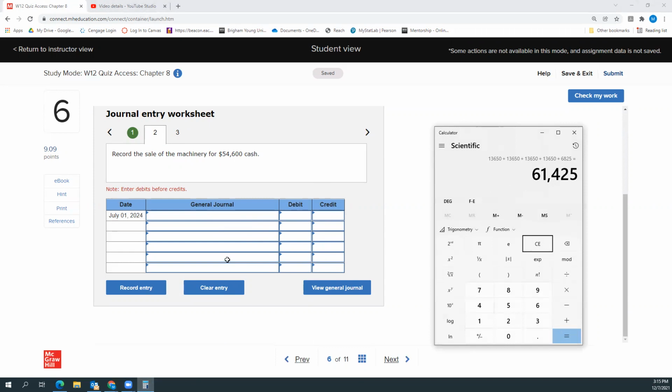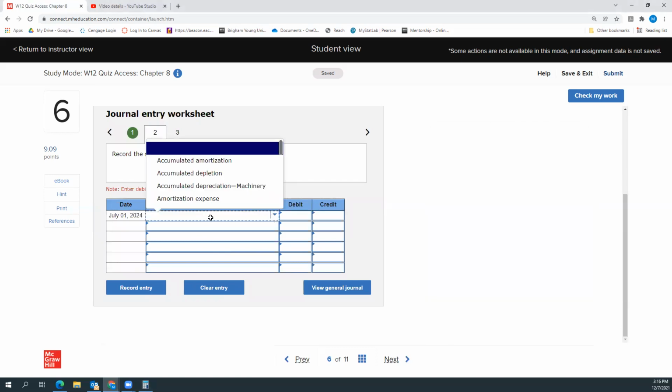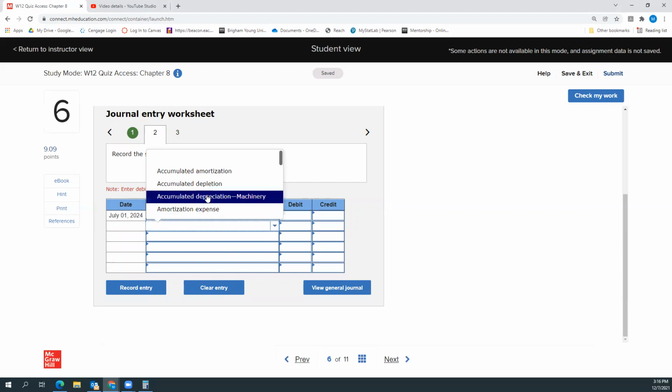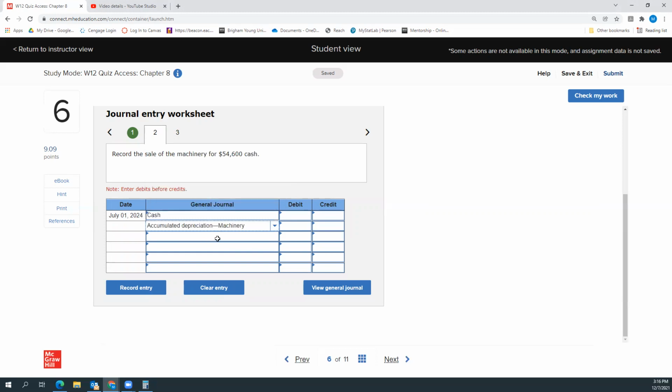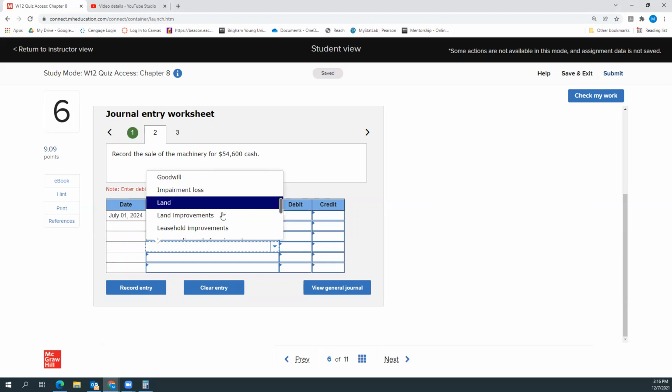Okay, so whenever we make a sale of an asset, we're gonna debit cash because we're getting cash, okay? And then we're gonna debit the accumulated depreciation account. They're gonna have a gain or a loss. So I'm gonna leave that one blank. And then finally, we're going to credit the asset account. In this case, it's called machinery.